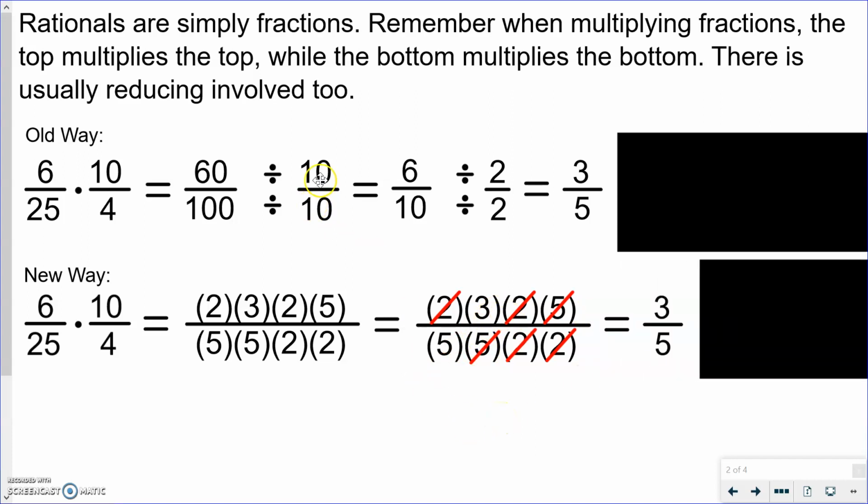Now if you notice, I divided by 10 up here. This 10 came from a 2 times a 5. Then what's left over was this last 2. That's where this 2 came from. So it's the same idea, it's just showing the work differently. We're basically keeping the number small, not needing a calculator, being more efficient.